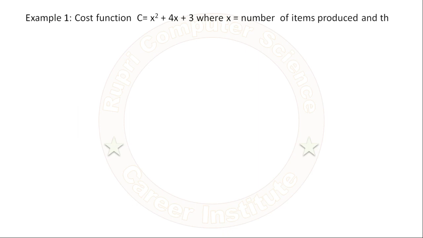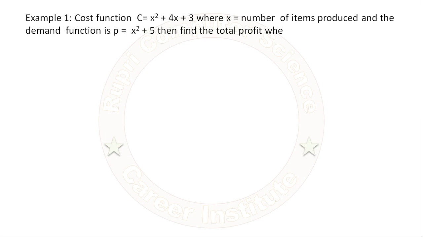Now next we take an example on it. Example 1. Cost function C is equal to x square plus 4x plus 3, where x is the number of items produced, and the demand function is P is equal to x square plus 5. Then find the total profit when x is equal to 20.